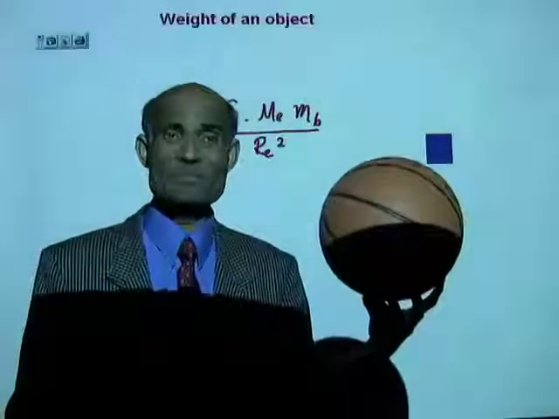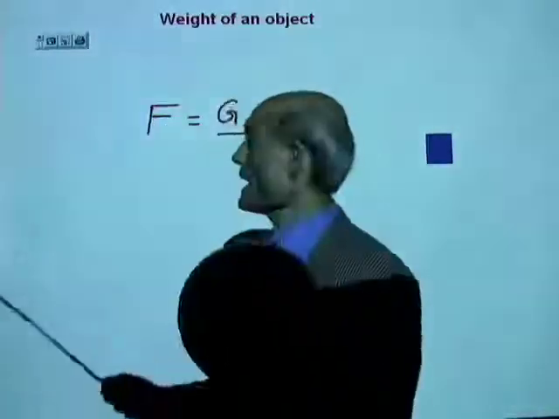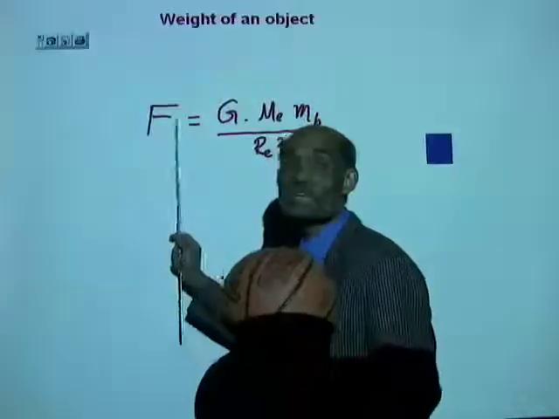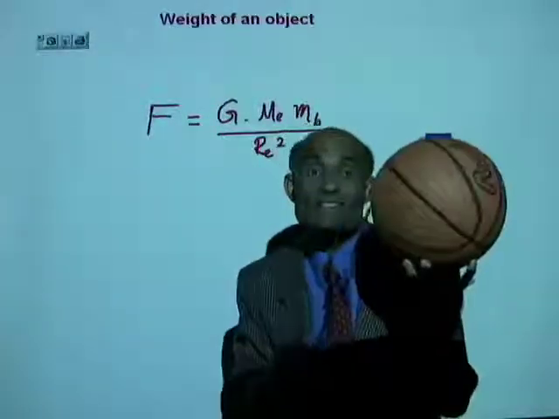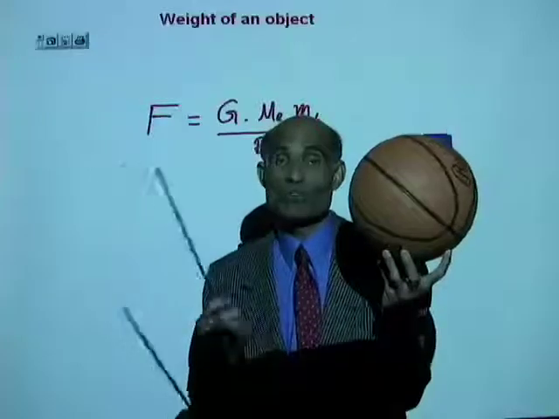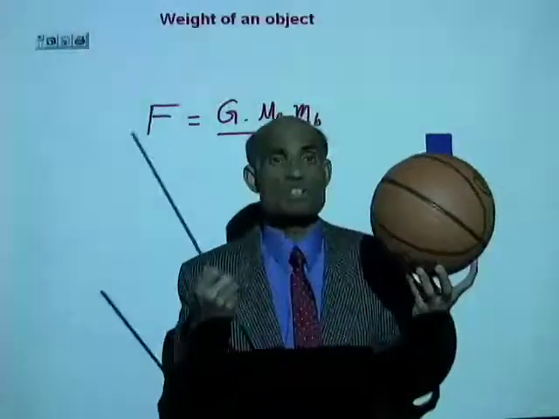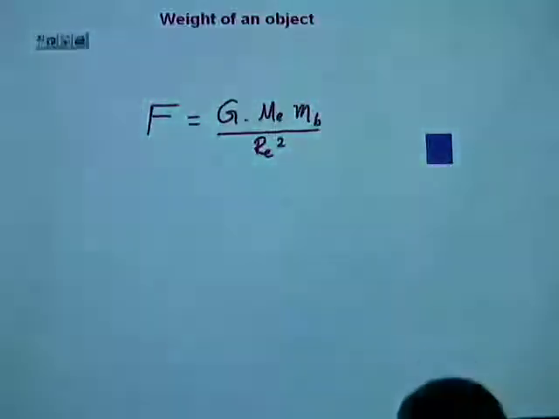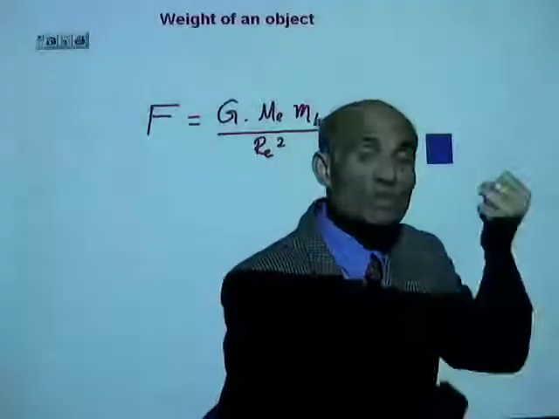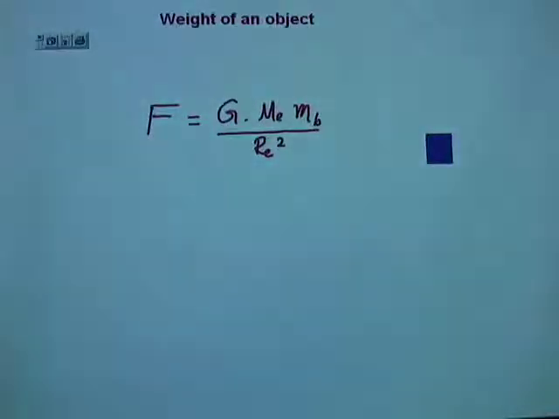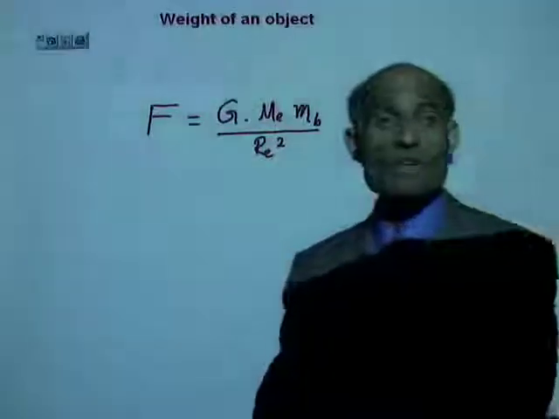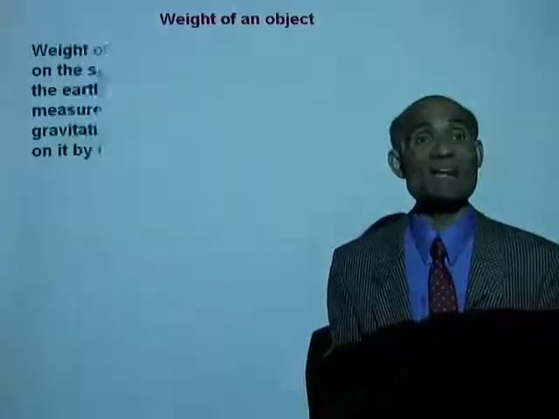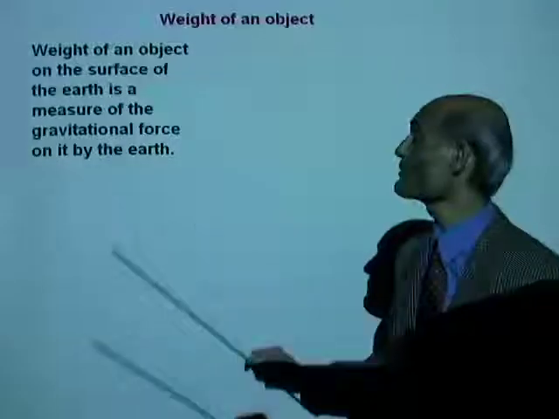Is it okay, that assumption? That's correct. Well, and this force is what we call the weight of this basketball. So weight of an object is the gravitational force the object experiences due to the pull of the earth. Okay. And therefore, we will now be able to obtain an equation for the weight of the object.